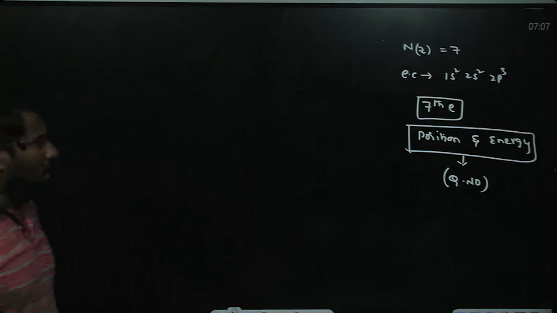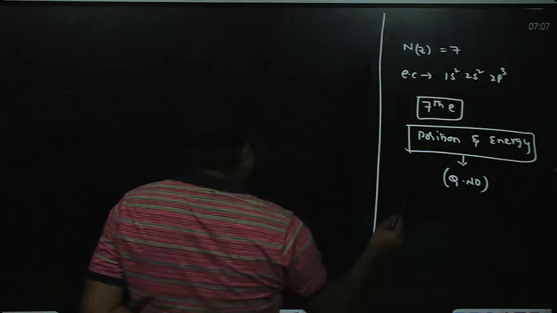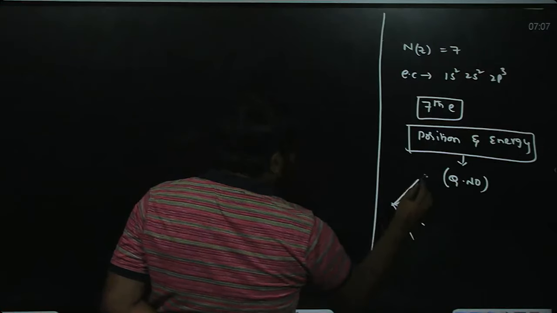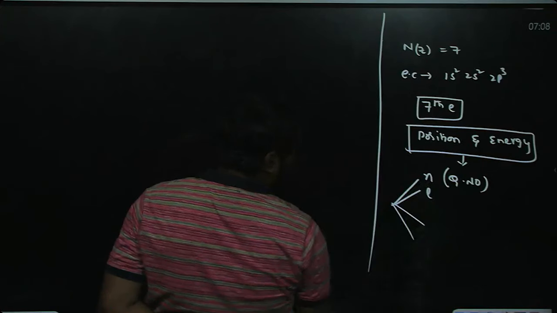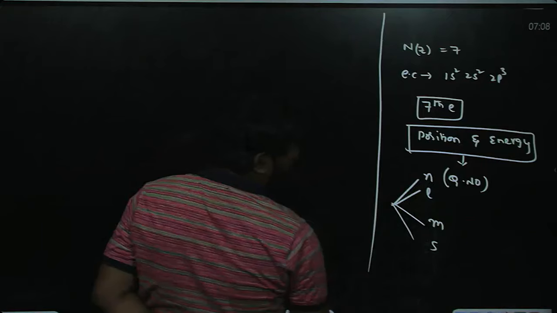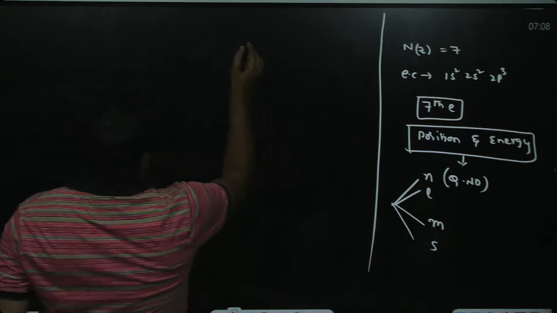Okay, so how many quantum numbers do we actually have? As you learned already in first year, this is one of the most important IPE questions. What is that? Principal quantum number, azimuthal quantum number, magnetic quantum number, spin quantum number. Okay.